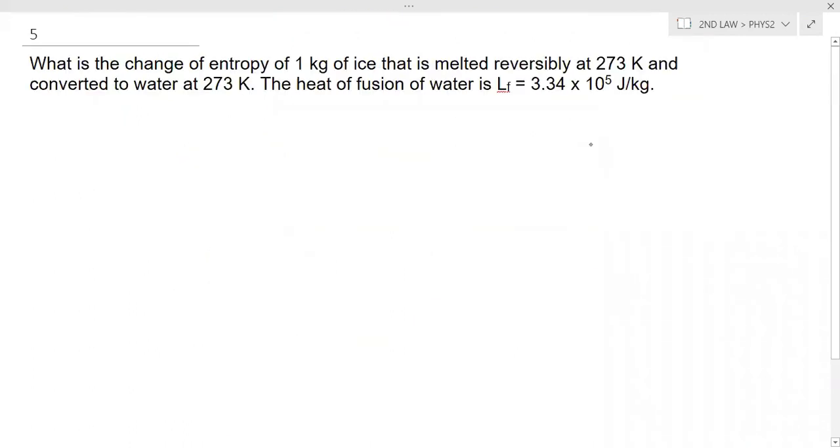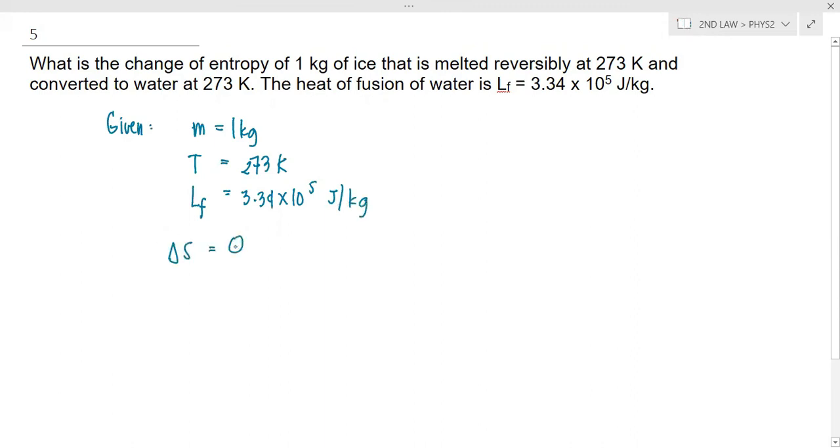For the fifth example, we are going to solve for the entropy. The problem goes, what is the change of entropy of 1 kilogram ice that is melted reversibly at 273 Kelvin and converted to water at 273 Kelvin? The heat of fusion of water is L sub F equal to 3.34 times 10 raised to 5 joules per kilogram. To solve this problem, we will first write our given. We have a mass that is 1 kilogram, our temperature that is 273 Kelvin, and our heat of fusion that is 3.34 times 10 raised to 5 joules per kilogram.